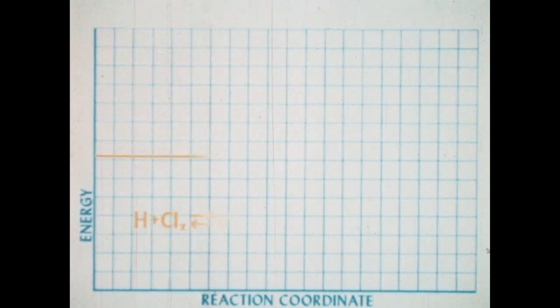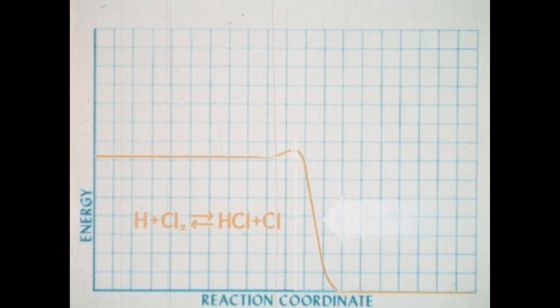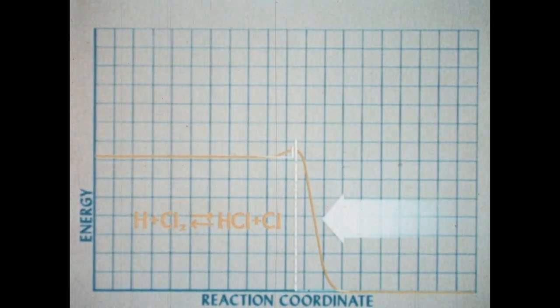Now, in the reaction between a hydrogen atom and a chlorine molecule, the height of the barrier is much greater in the reverse reaction. Although the reverse reaction does occur, it requires much more energy, and a considerably greater proportion of the collisions will be ineffective, like this one, as compared with those of the forward reaction.